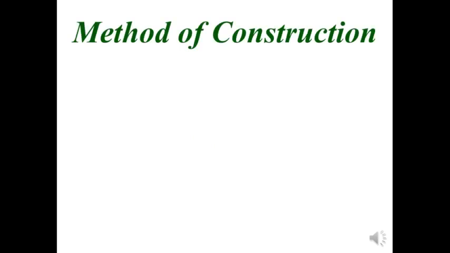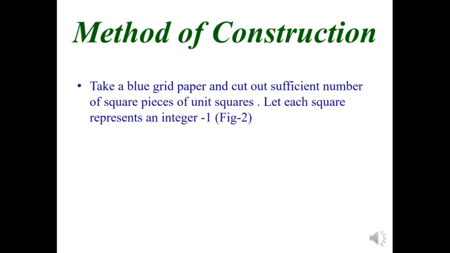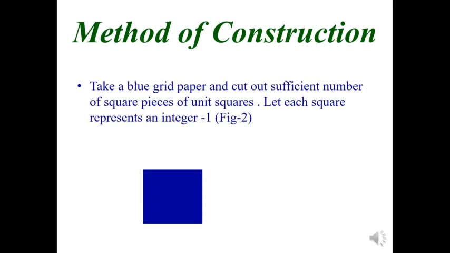Then method of construction, another construction. Take a blue grid paper and cut out sufficient number of square pieces of unit squares. Let each square represent an integer minus 1. So each blue square represents minus 1. We have to cut a number of blue squares from blue grid paper.